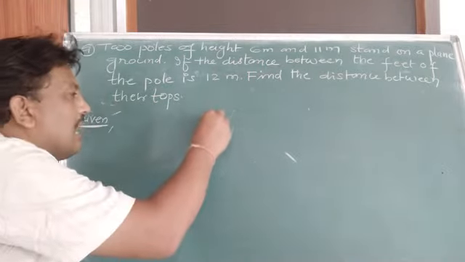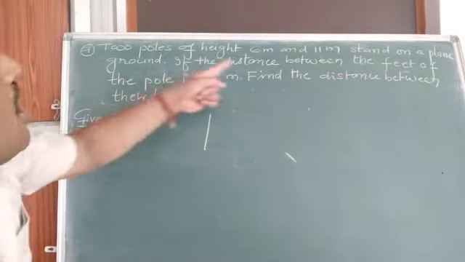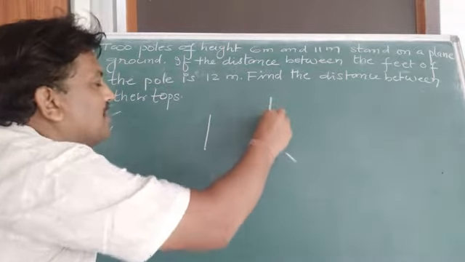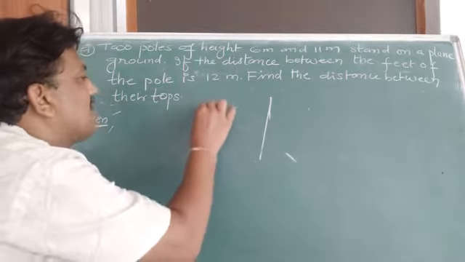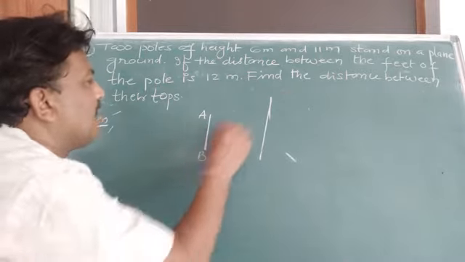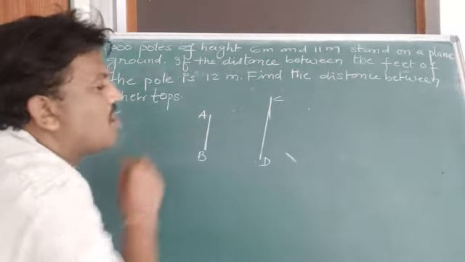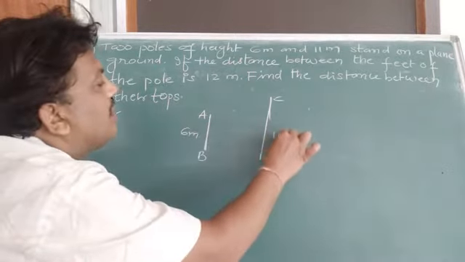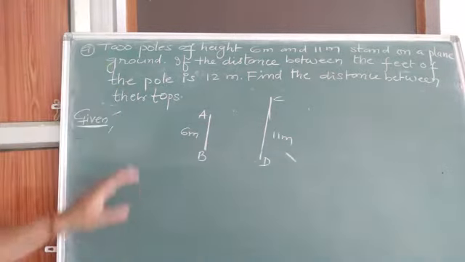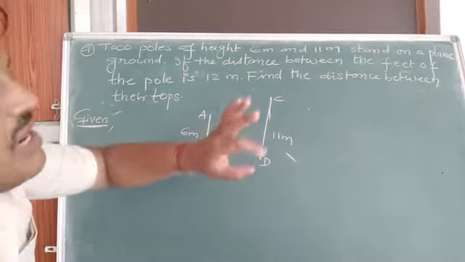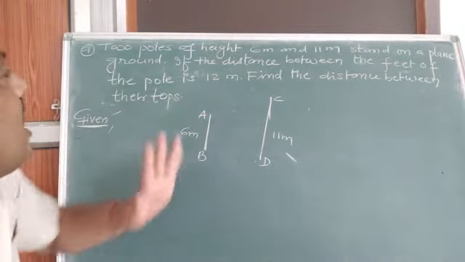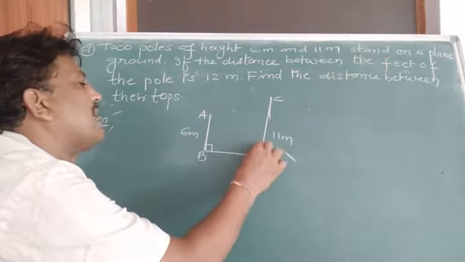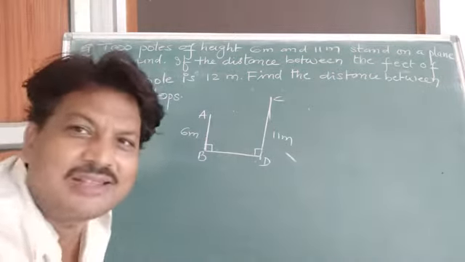Two poles. Let one pole be here, of different heights, that is 6 meter and 11 meter. Okay, children. Let this be the small pole AB. This is the bigger, longer pole CD. One height is 6 meter, the other is 11 meter. Two poles of height 6 meter and 11 meter stand on a plain ground. They are standing on a plain ground means they will stand at a 90-degree angle, children.